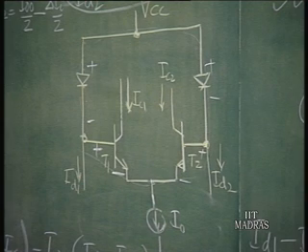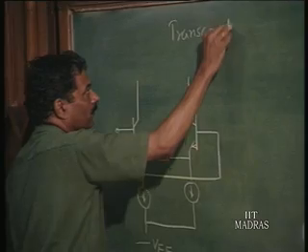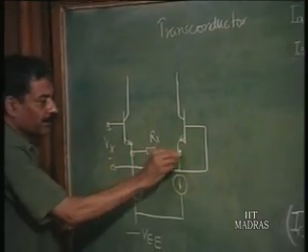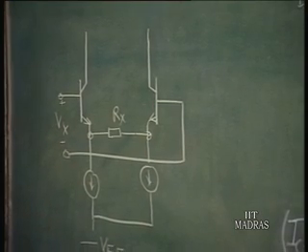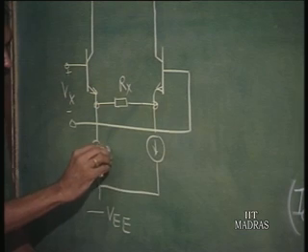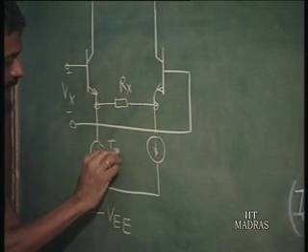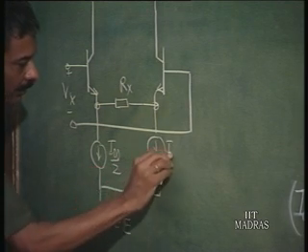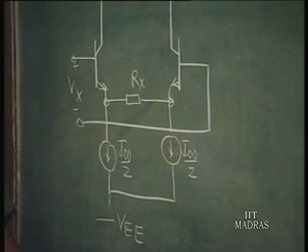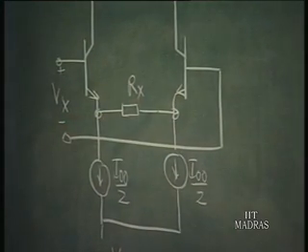How to do that? This is called a transconductor block. This does it beautifully. You can look at it. Vx is the input. We have here a current which is going to be, let us say, I naught naught by 2. That is the common mode current, a constant current, and this is linking the two emitters. You have a resistance Rx.